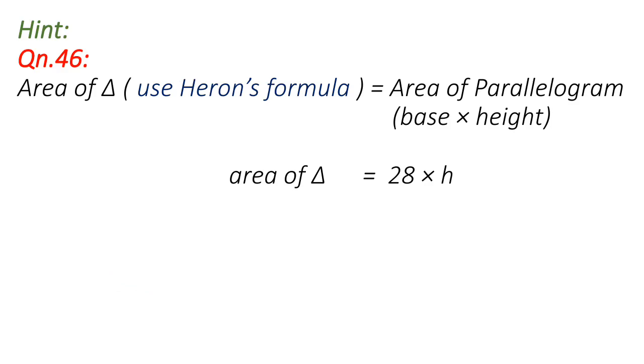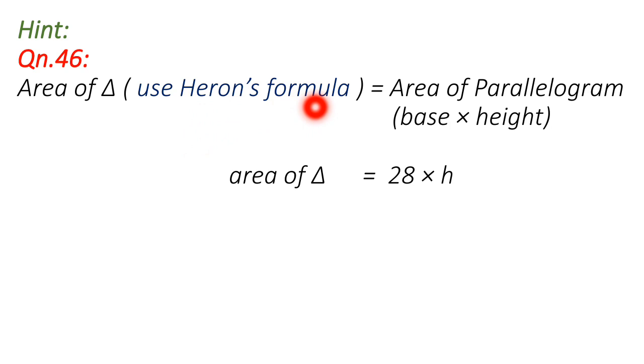Now see the next. In question number 46, I am giving only the hint. It is given that in the figure, a triangle and a parallelogram have the same base. Suppose the base of the triangle is 28, it is given. For the triangle we have the lengths of 3 sides, so in order to find the area of the triangle, we can use Heron's formula, because 3 sides are given.